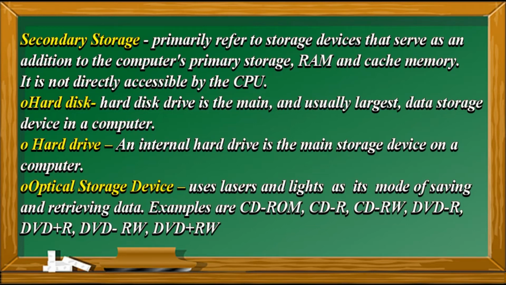Hard disk. Hard disk drive is the main and usually the largest data storage device in a computer. Hard drive. An internal hard drive is the main storage device of a computer. Optical storage device uses laser and lights as its mode of saving and retrieving data. Examples are CD-ROM, CD-R, CD-RW, DVD-R, DVD plus R, DVD minus RW, DVD plus RW.